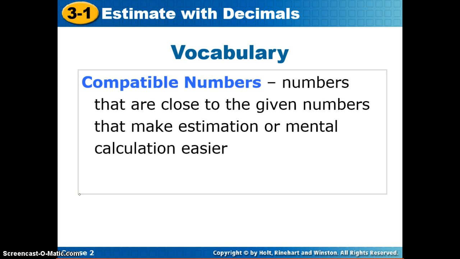Our one main vocab word in estimating with decimals is called compatible numbers. We're going to use compatible numbers to help solve the math problems today with decimals. Compatible numbers are numbers that are close to the given numbers in the example, that can make estimation or mental calculation a lot easier for us. We'll look at different ways we can find compatible numbers to help us better answer the question based on what math operation it is asking us to complete.